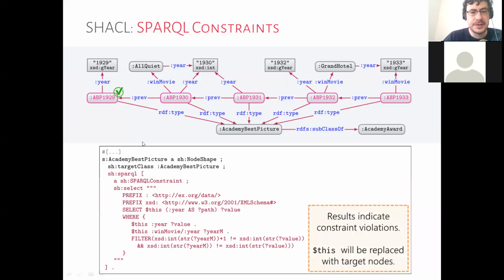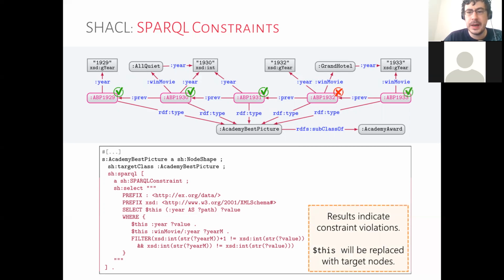So in this case, this is okay. It's okay because there's no win movie, so it's trivially satisfied. It's not going to be returned as a result here. We see this is okay because it's the same year. In this case, we have no win movie, so this is okay. In this case, we have a win movie, but the win movie is 1 year ahead, so this is not okay.